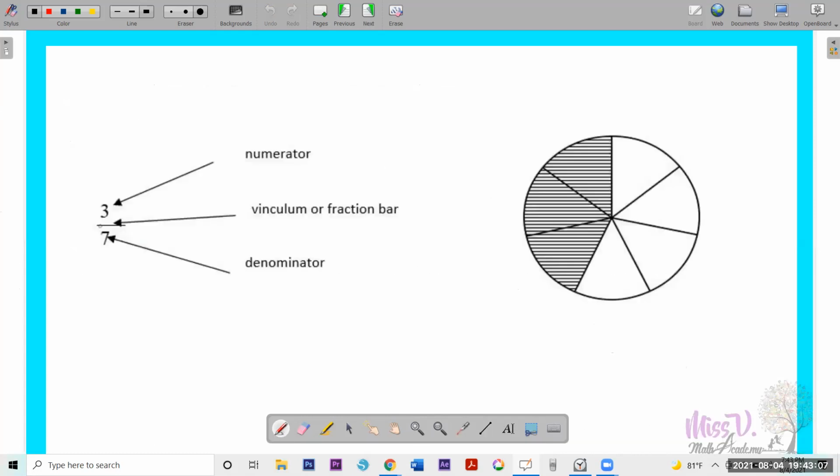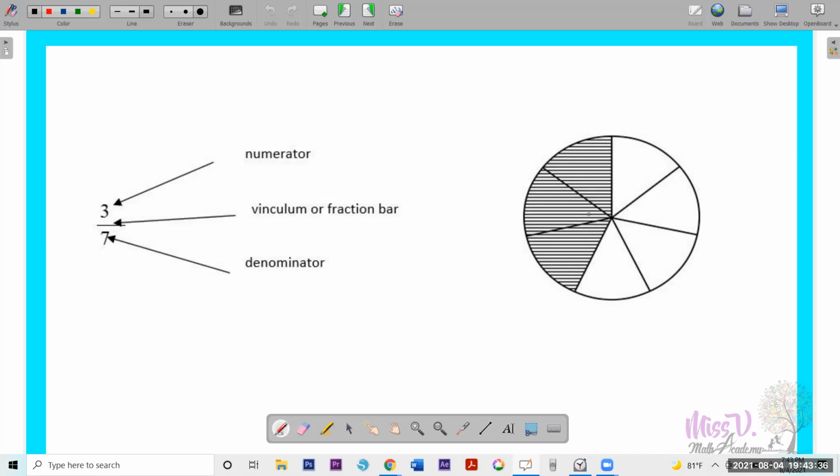So this is how we know fractions to look. We have the numerator, we have the fraction bar, and we have the denominator. This is a perfect image of a fraction. What is very important about fractions? The sizes must be equal. So for example, if we're going to divide a circle into 7 parts, all 7 parts must be equal. And so we have here 3 out of 7 in diagram form.